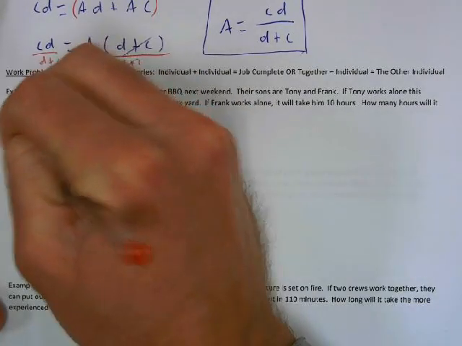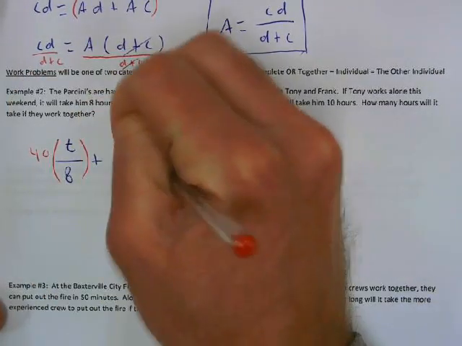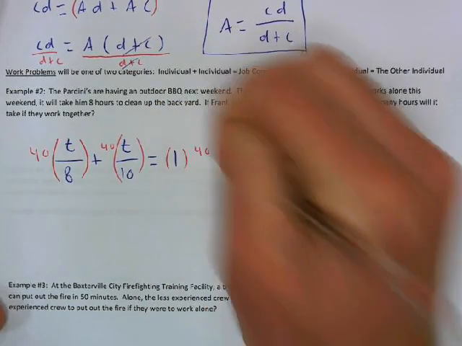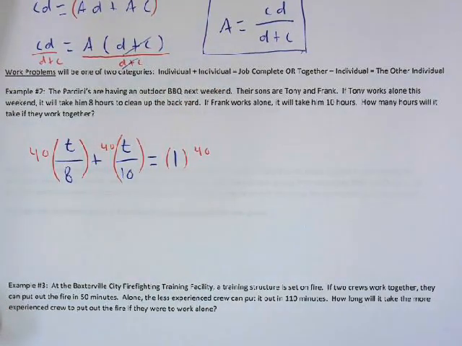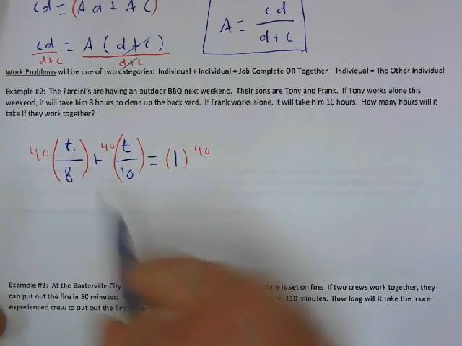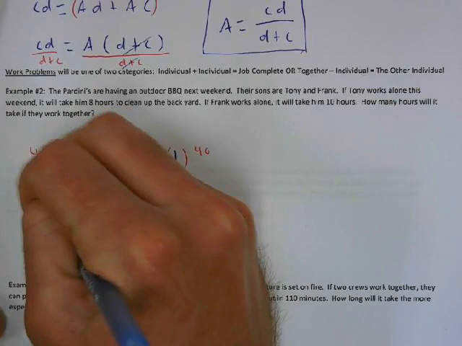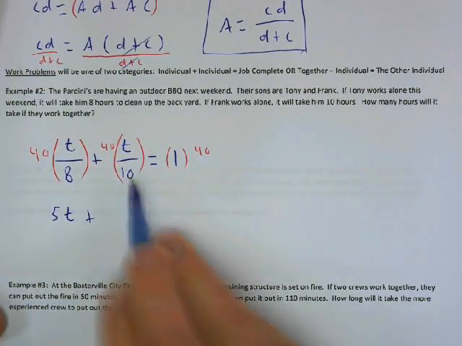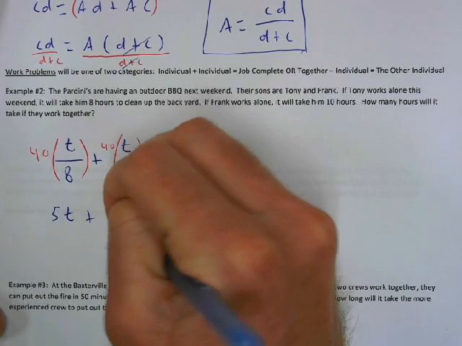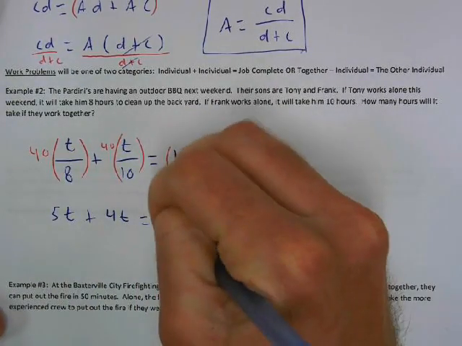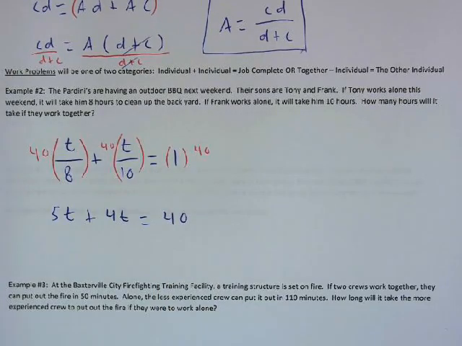So I can multiply everything in my equation, including the 1, got to do all parts, by 40. Okay, and when we do that, this is going to reduce. 40 divided by 8 is 5, so we get 5t, plus 40 divided by 10 is 4, so plus 4t equals 40.